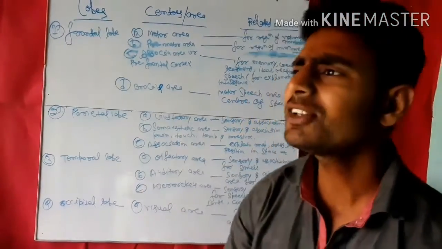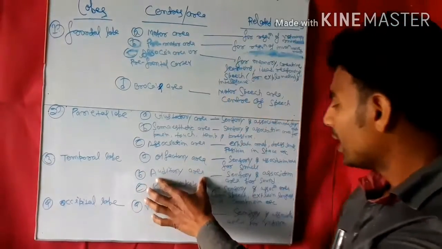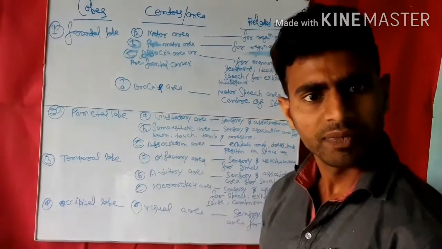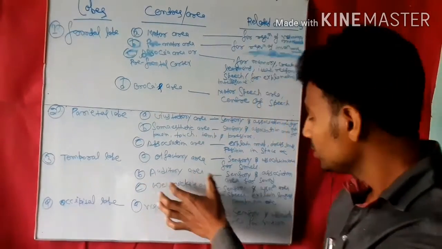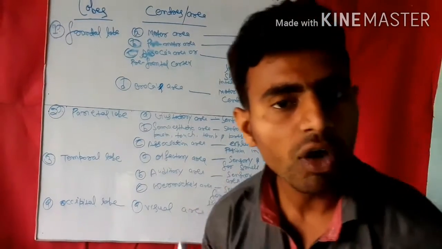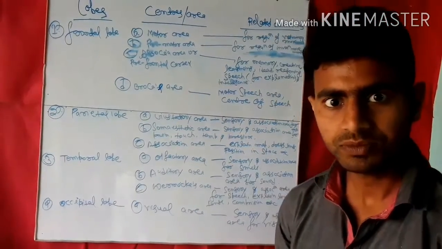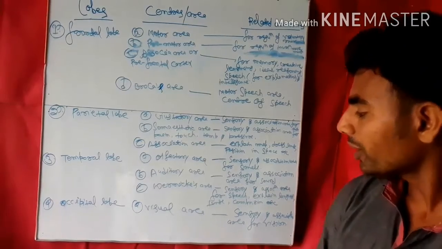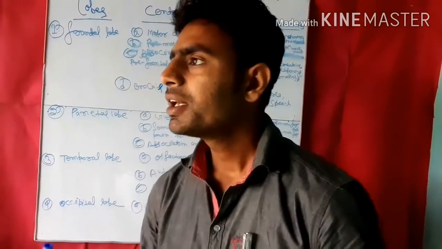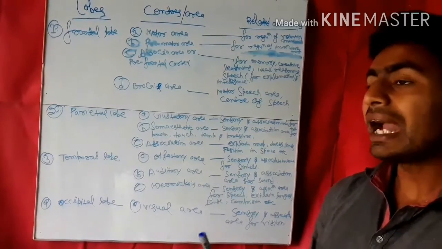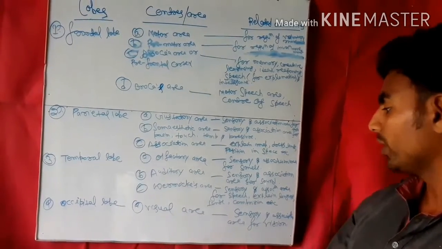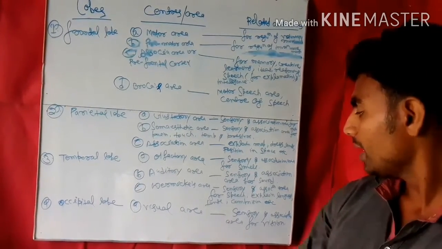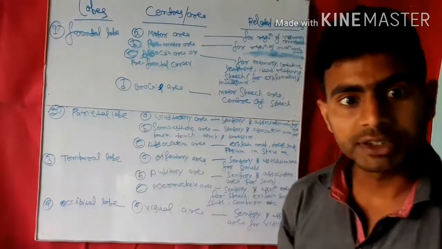And auditory, this means listening. The auditory area is the sensory and association area for sound. Okay, and third, that is the Wernicke's area. The Wernicke's area is the sensory and association area for language, speech and expressing language.